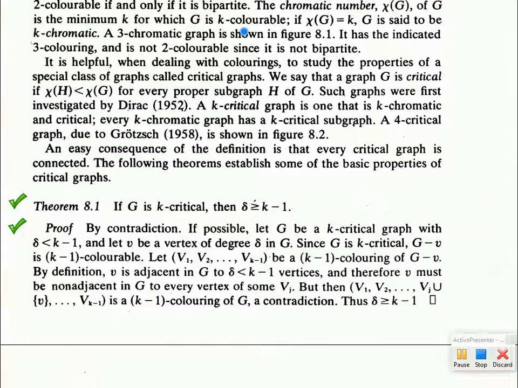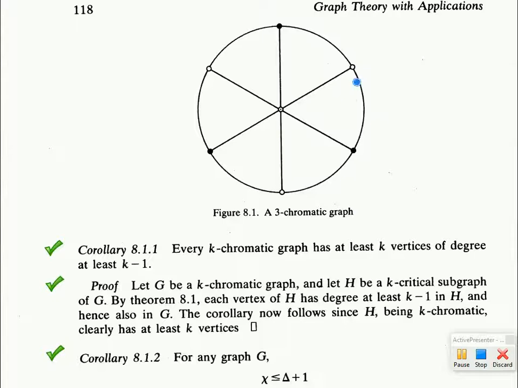The chromatic number, here you see chi instead of chi prime, chi of G is the minimum K for which G is K colorable. If chi of G equals K, G is said to be K chromatic. A 3-chromatic graph is shown in figure 8.1, in which you have color 1, color 2, color 1, color 2, color 1, color 2 and color 3 necessarily. But you also have the simpler version I have given there.